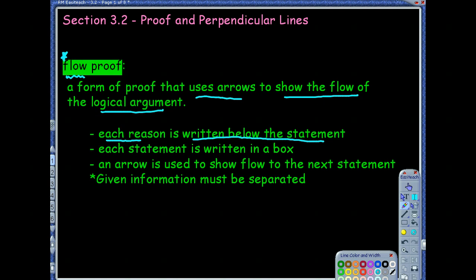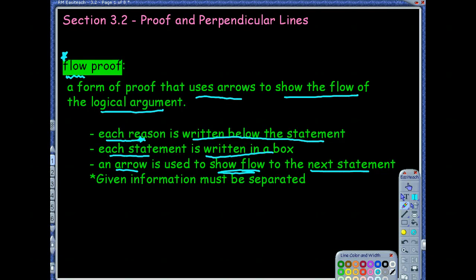It says each statement is then also written in a box. So what we always did is we numbered the statements right underneath each other. With flow proof, you're going to see it in a box. And we're going to show you all of this here shortly. And then the whole idea of the arrow, it shows us the flow to the next statement. So it goes from one statement to the next. And then underneath, again, the reason is going to be written underneath.